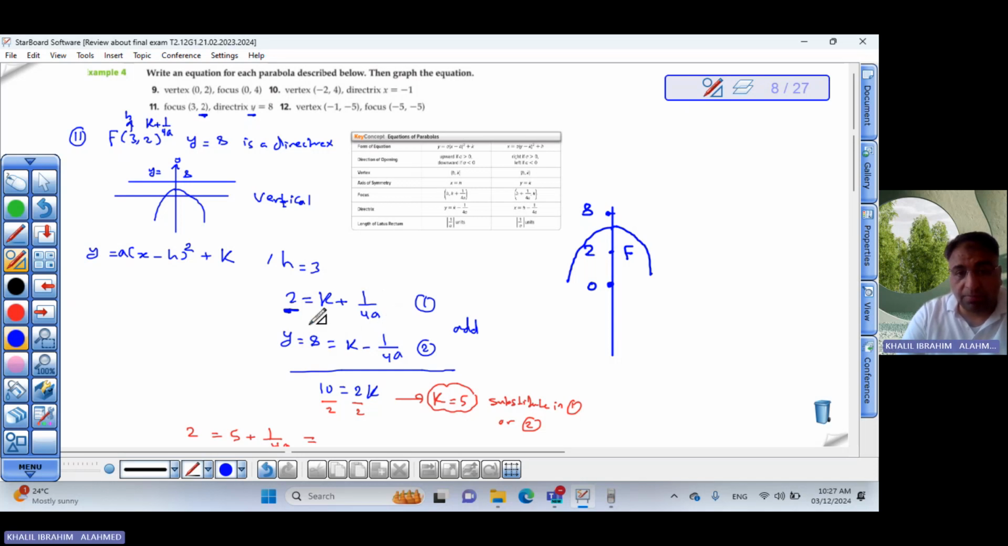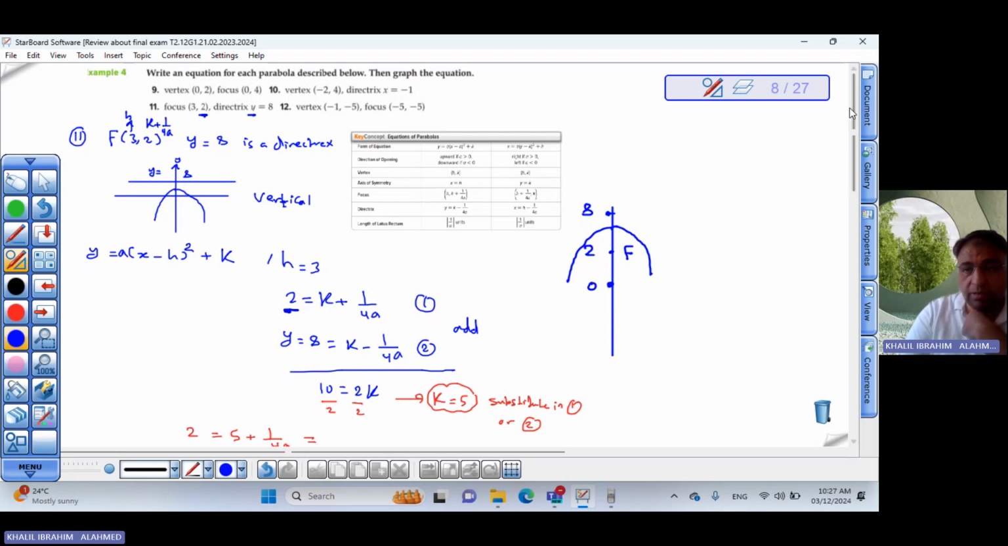Also, this is another equation from the directrix, y equals 8. The equation is k minus 1 over 4a. We can add equation 1 and 2 together to remove 1 over a. 1 over a minus 1 over a equals 0. K plus k equals 2k. 2 plus 8 is 10. 10 equals 2k. Divide both sides by 2 to get k equals 5.